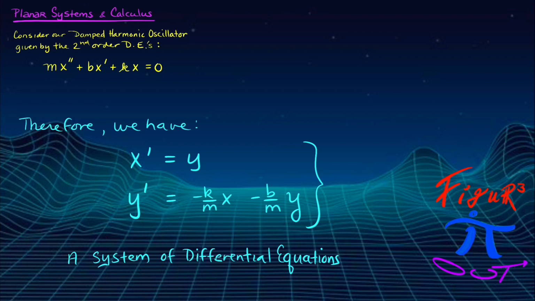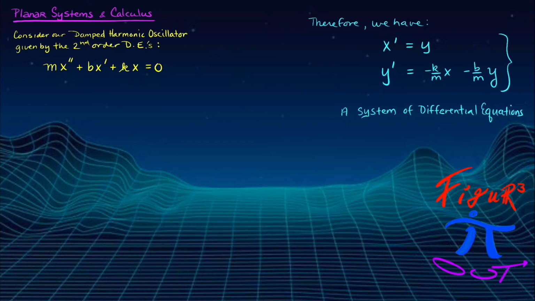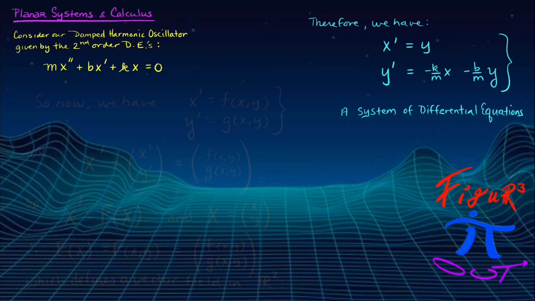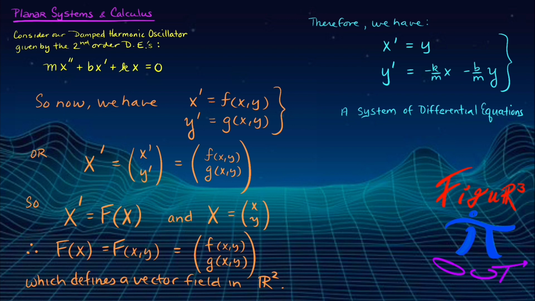This system of differential equations, written as x prime equals y and y prime equals negative k over m times x minus b over m times y, is the system of differential equations which we will formulate into a matrix equation. And if this system was subjected to an external force, f of t, then our equation would no longer be autonomous. f of t would then be time dependent, and our equation would then also be time dependent, or non-autonomous. So now we have a system of differential equations of first order, where capital X prime is the vector that contains x prime and y prime.